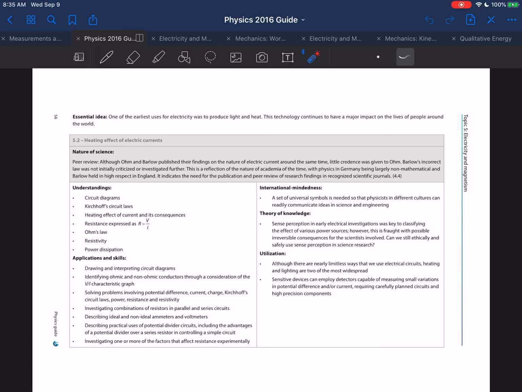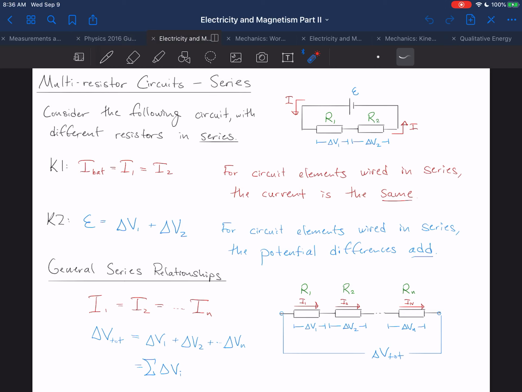Hello everyone! In this video we will continue to examine topic 5.2, the heating effect of electric currents, and in particular we will begin to unpack multi-resistor circuits. In particular, multi-resistor circuits wired in series. So, this is a circuit we've seen briefly before, but we're now going to use it to unpack some general rules about all resistors in series.